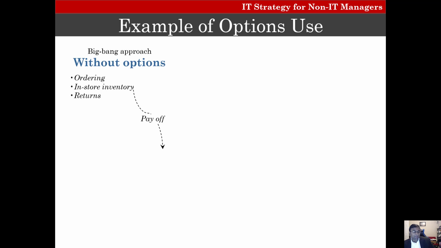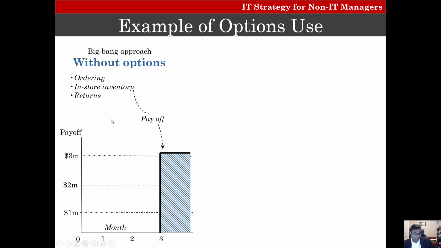And assume that you expect the project to take 3 months to generate $3 million in additional revenues, equally attributed across these chunks of functionality. Traditional way to do it is to take a big bang approach. If all goes well, then the project would be completed after the 3rd month, after which it would deliver $3 million payoff.